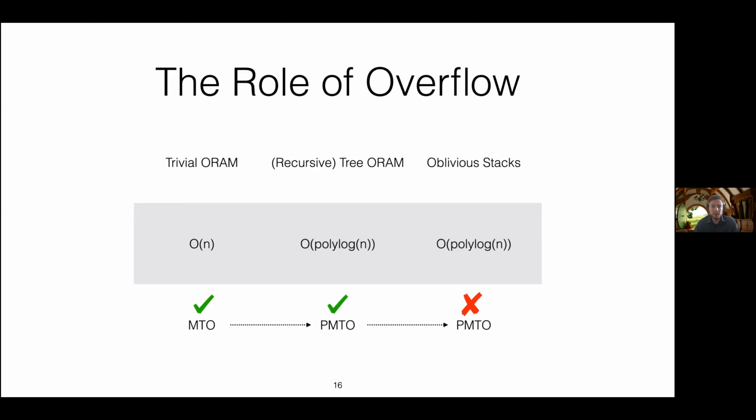So just a little bit of foreshadowing here. Both trivial ORAM and recursive Tree ORAM, as I mentioned, are PMTO. And this is actually despite the fact that the data structure can overflow. I didn't mention it, but because these data structures have a fixed size, whenever you add something to the data structure, there's a possibility that it's full and that you're going to overflow the data structure and the block won't properly be added. And so trivial ORAM and recursive Tree ORAM are both PMTO, regardless of the fact that overflow can occur. In contrast, oblivious stacks are not PMTO, and this is caused by the possibility of overflow, as we'll see in just a minute.